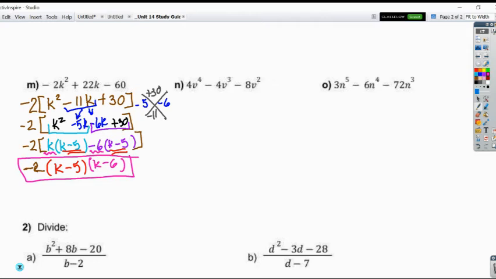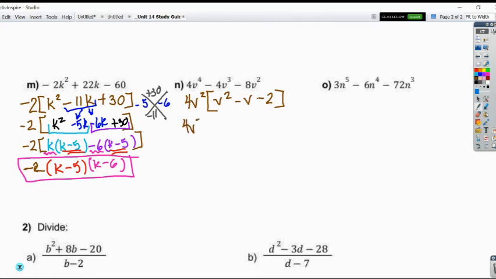Now n. Do you have a greatest common factor to start? Look for it, search for it. Yes, we do. We've got a 4v squared as the greatest common factor in here. There's a lot happening. This leaves us behind v squared minus v minus, sorry, I apologize. Negative 8 divided by 4 is going to be negative 2 with no more variables. So I can factor this part.